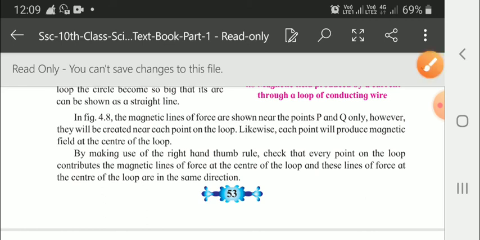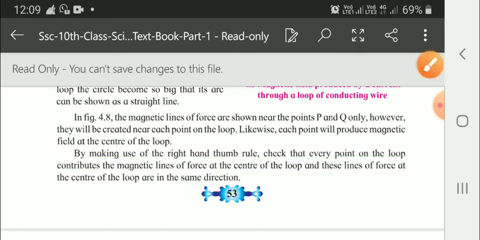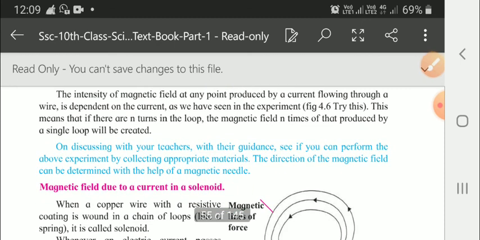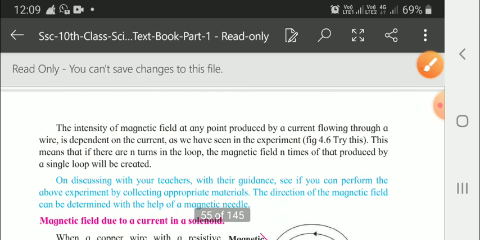First of all, we have to underline this fully. Then we will see this point also, an important point.